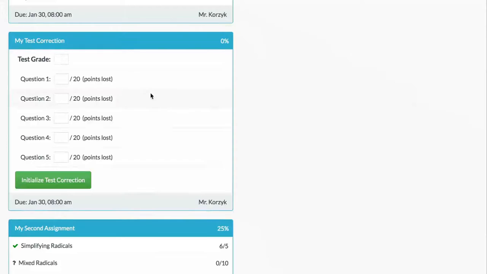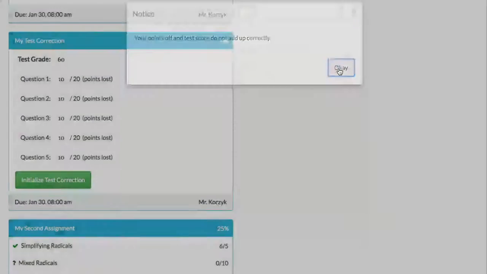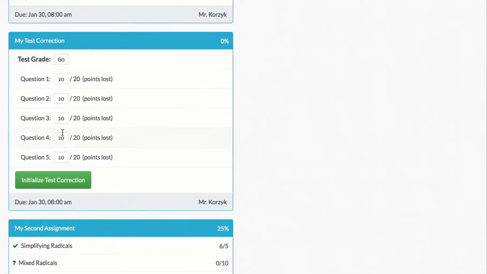Okay. So the student will see my test correction, and they'll have to type in their test grade. So let's say they got a 60 on the test. Now, if they type in that they got 10 wrong on everything, well, that doesn't make any sense. If they got 10 off on each of 20, they would have a 50 on the test, so it won't let them put it through. So only if it adds up does it let them go through. So they can leave it blank if they got it right.